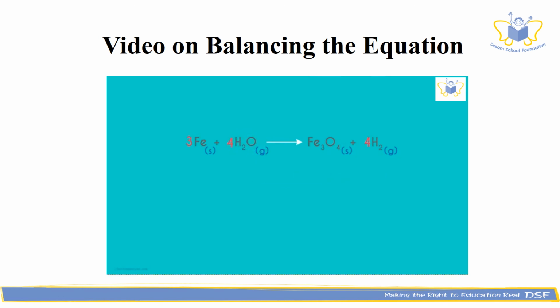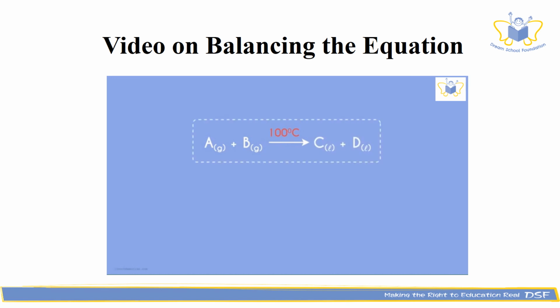And sometimes there are conditions under which the reaction occurs. Conditions like temperature and pressure are written above or below the arrow. So if 2 reactants A and B react at 100 degrees Celsius to give C and D, it is written like this. If the reaction requires sunlight, it can be written like this.